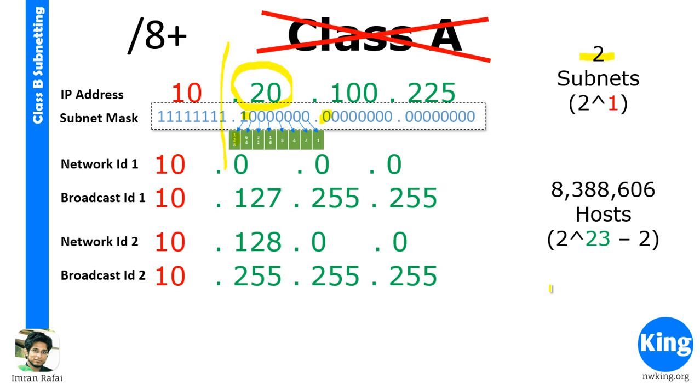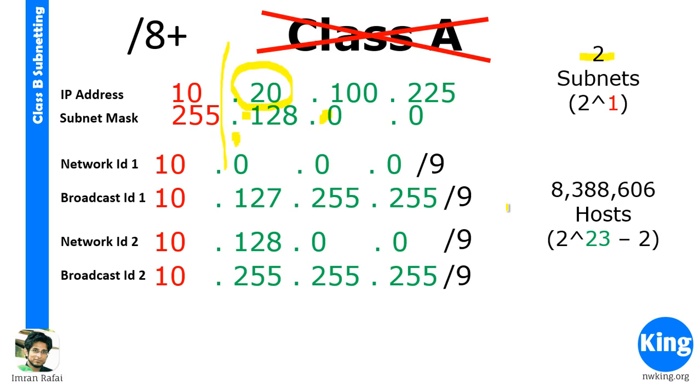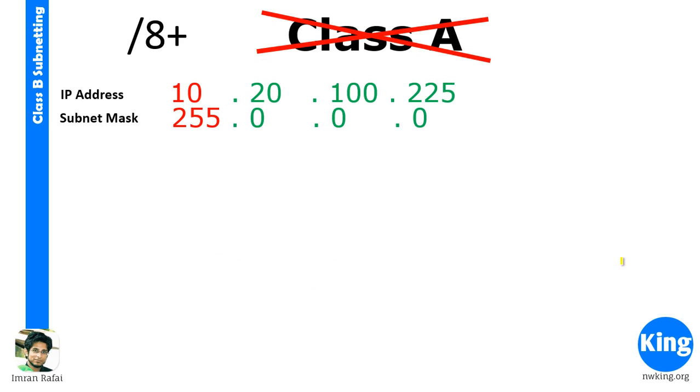Because of the changes that happened, because of this new borrowing, the subnet mask becomes 255.128.0.0, and of course, because one bit borrowed, the /8 becomes /9. Right? Fantastic. Let's take another example. All right, this time you guys are going to do it. I'm just going to run this animation.